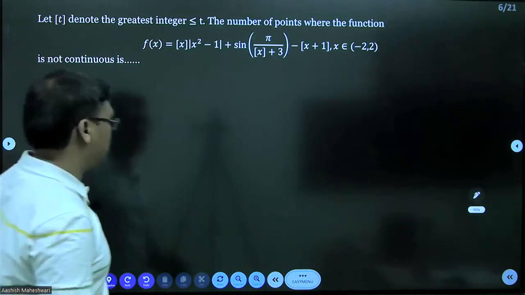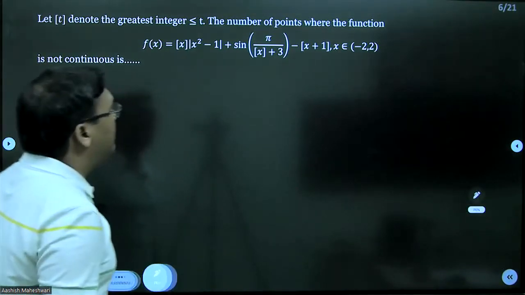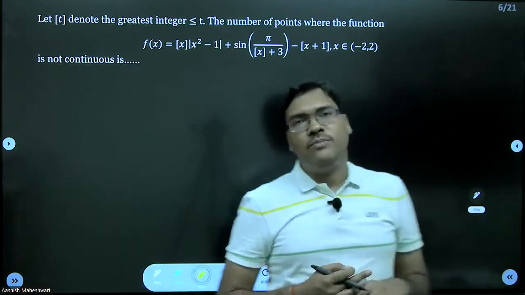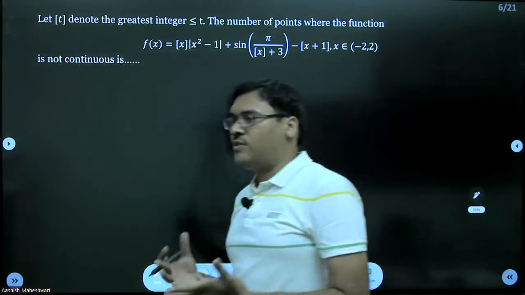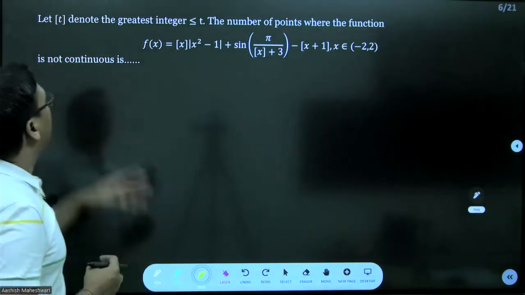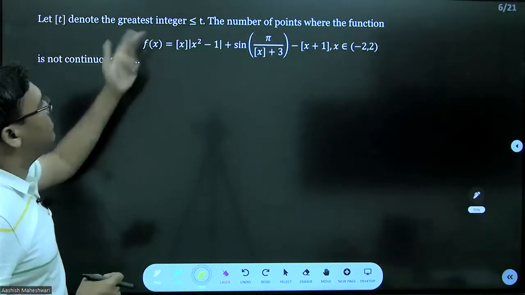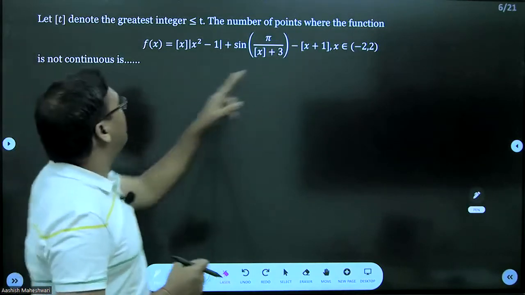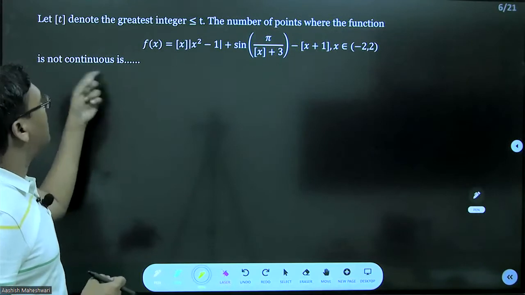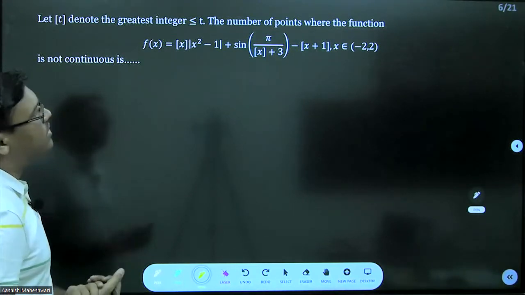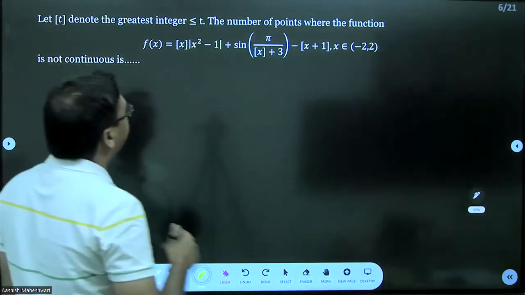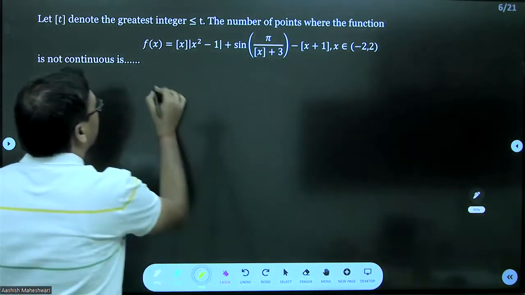Now next question. See, the maximum problems that will come in limit and continuity questions will be in box function and fractional function, so you have to take care in dealing with them. In this question, just denote the box value, and you have to find the number of points at which the function is not continuous. What are the points of discontinuity you have to find?